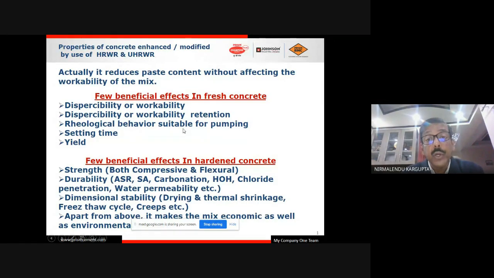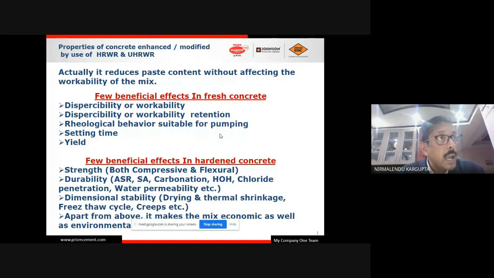Rheological behavior suitable for pumping. What is rheological behavior? We can measure the rheology because concrete is a shear thinning material. When we shear the concrete, when we mix the concrete, its viscosity gets reduced. But when we stop mixing, slowly it gains its viscosity back to what it was before we started. So this is called thixotropy.